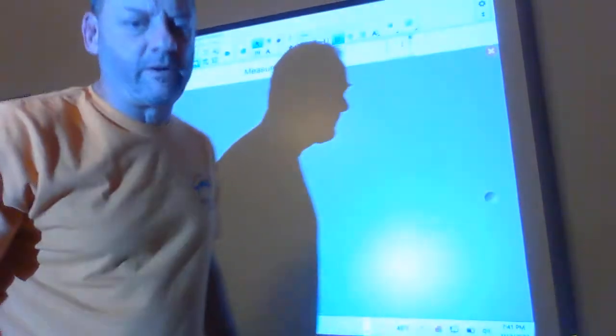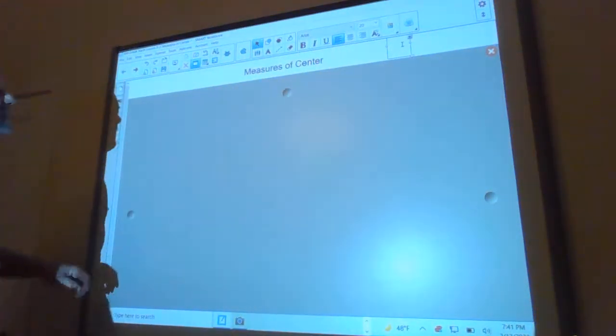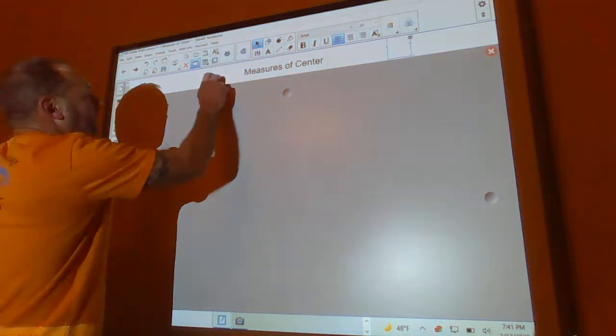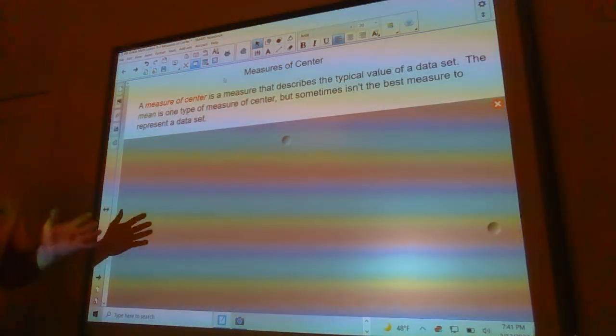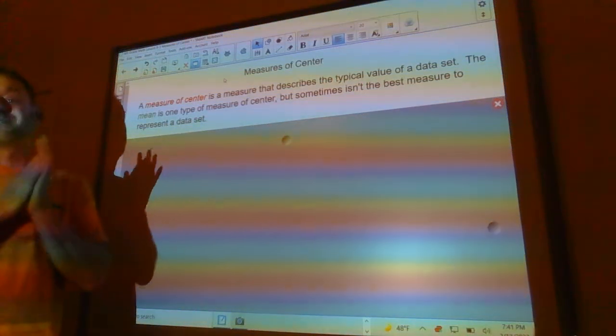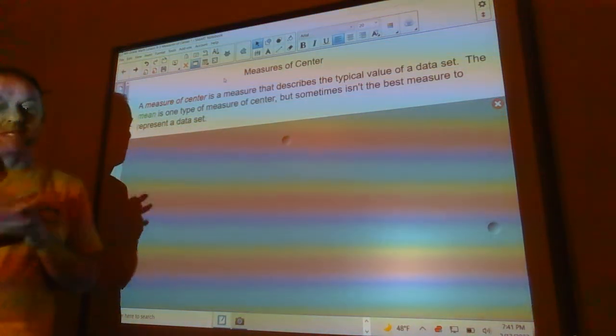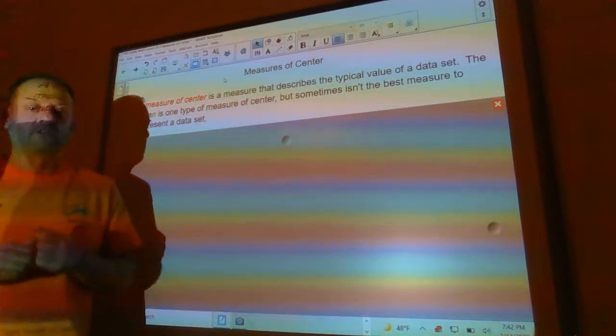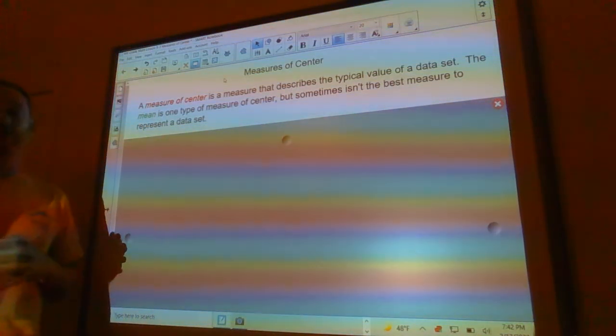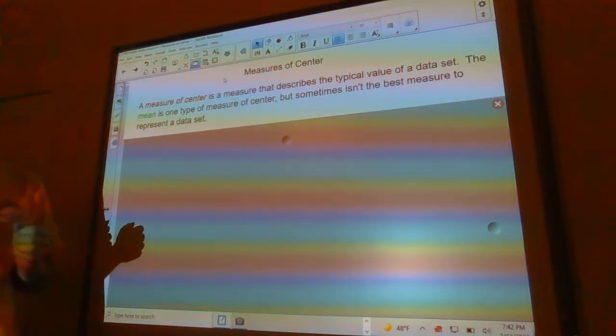Hello everybody, today we are going to talk about measures of center. A measure of center is a measure that describes the typical value of a data set. There are actually three of them. The mean is one type of measure of center. Sometimes it's not the best one to use though, for some data sets.